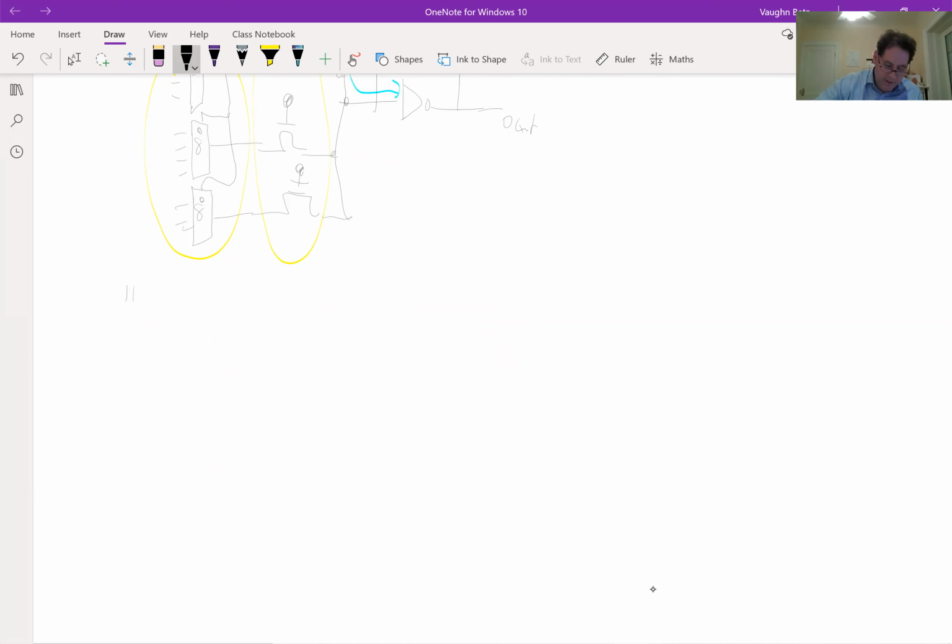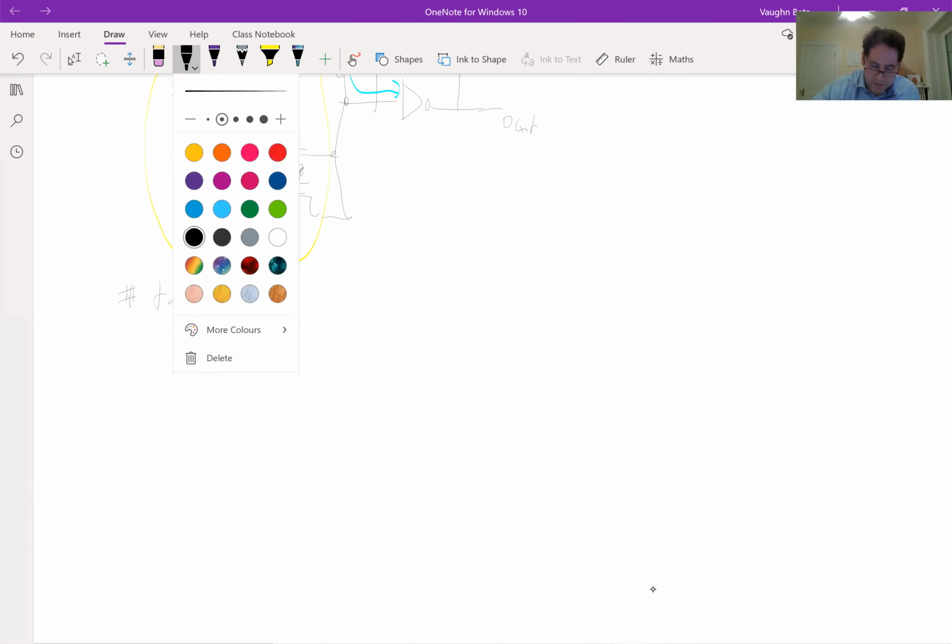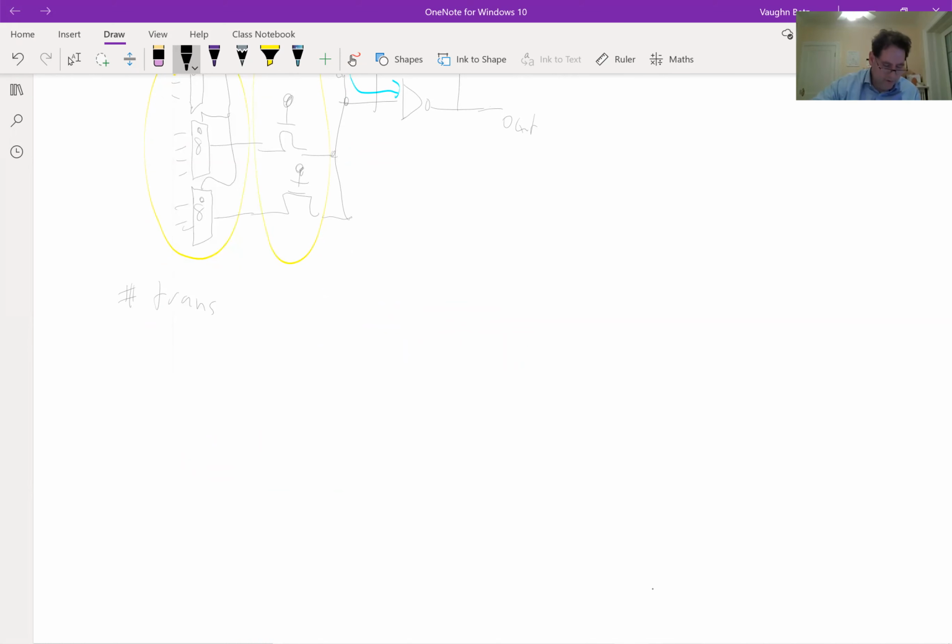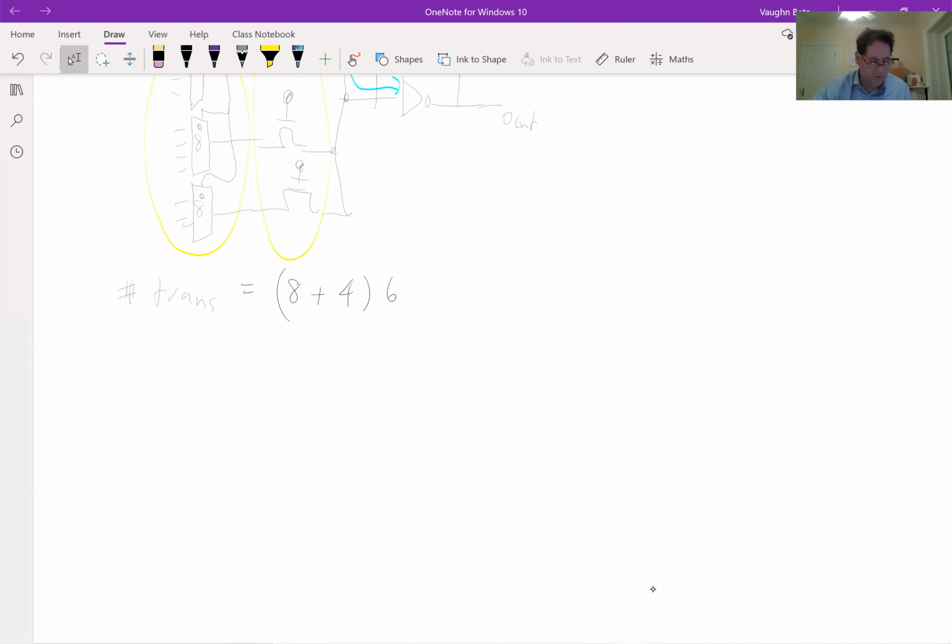And now let's add up the number of transistors. Let me see if I can get a thicker pen. I'm probably being too thin here. Okay, number of transistors is equal to 8. There are 8 SRAM cells in the first level. There are 4 SRAM cells in the second. So there's 12 total SRAM cells times 6, so 6 transistors per SRAM. So that's my SRAM transistors.